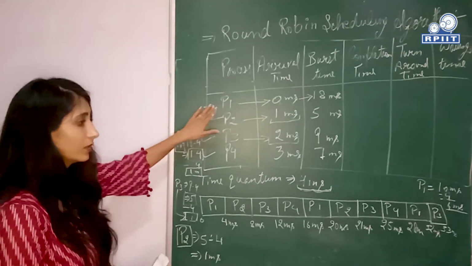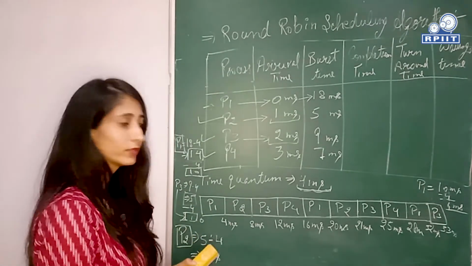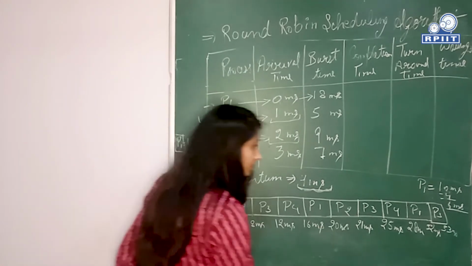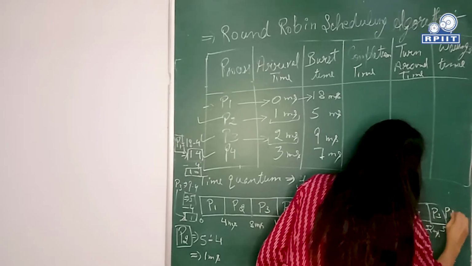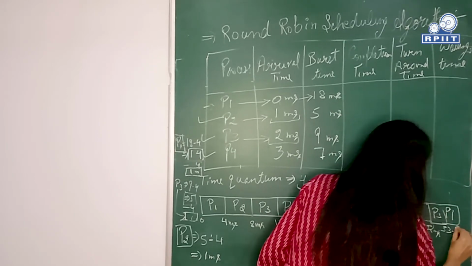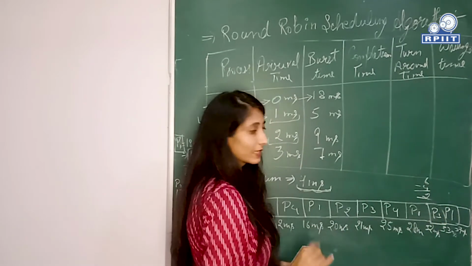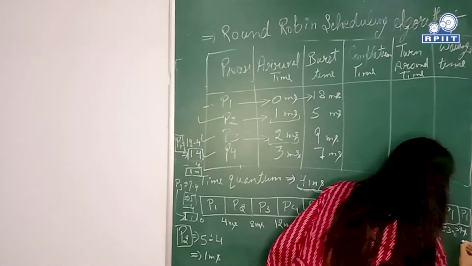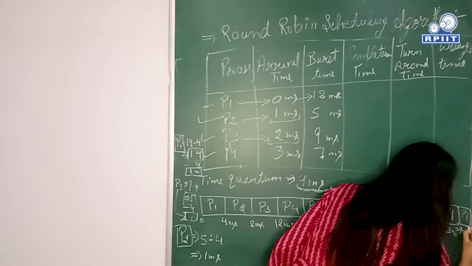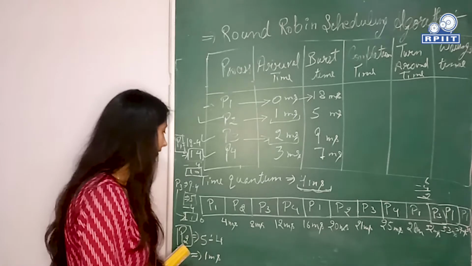Only P1 is left with 6 milliseconds. But according to the time quantum, we need to process it in two turns. That means after 33, P1 will execute 33 plus 4 is 37 milliseconds, and again 6 minus 4, P1 is left with 2 milliseconds. Again we start P1 and execute the remaining 2 milliseconds. It will be completed at 39 milliseconds.